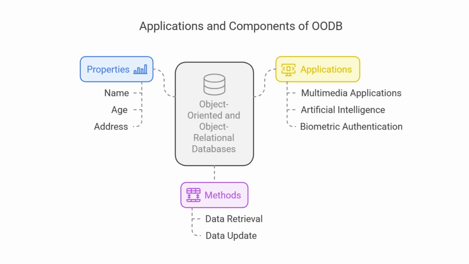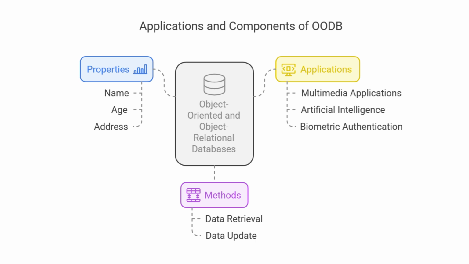Traditional relational databases struggle with this kind of complex data. That is why modern applications are turning to object-oriented databases, OODB, and object-relational databases, ORDB. These databases provide more flexibility, but they also come with new security challenges that we need to address.